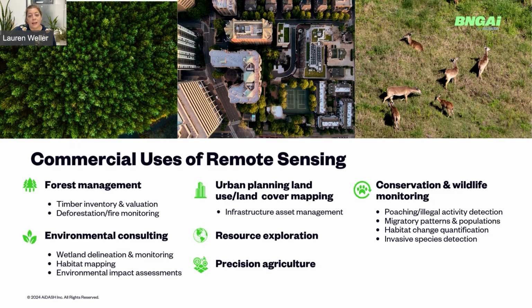We use it for urban land planning and land use cover mapping, infrastructure and asset management, maybe using remote sensing to map their assets, as well as conservation and wildlife monitoring. So in terms of poaching and illegal activity detection, remote sensing is often used, as well as we can follow migratory patterns and populations as they move across large areas, habitat change quantification, as well as invasive species detection. We also use a lot of remote sensing in resource exploration, in mining, as well as in precision agriculture.